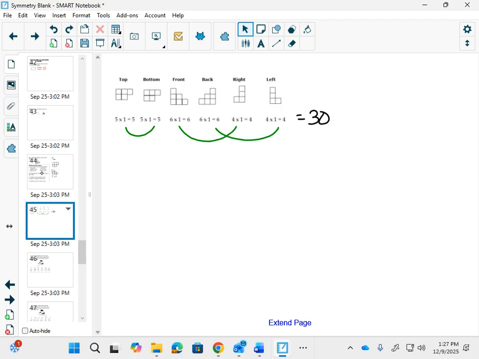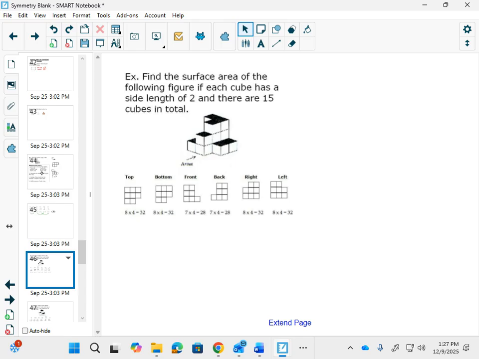Here is your next one to build. Can you build that one using all 15 of your squares? And the views are given to you.